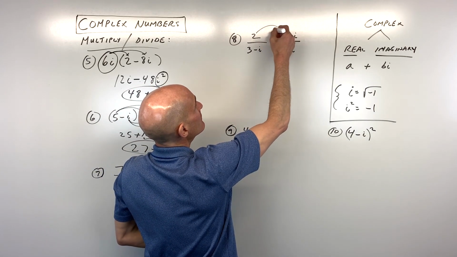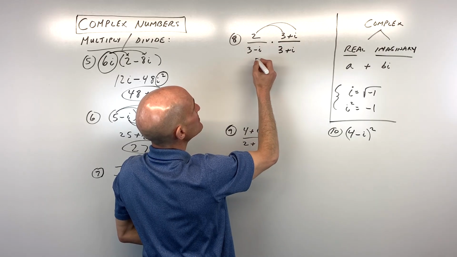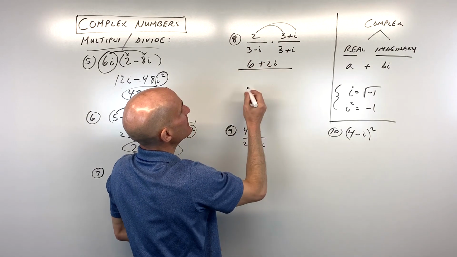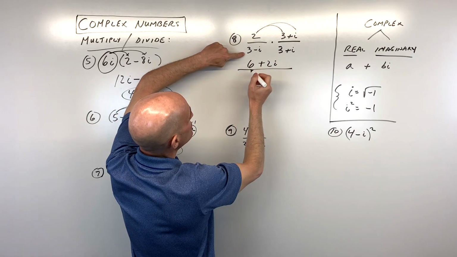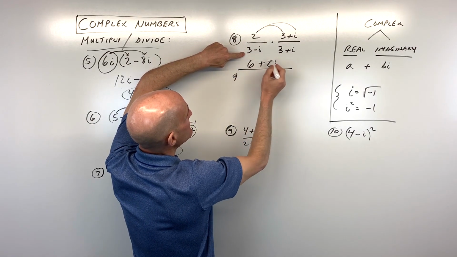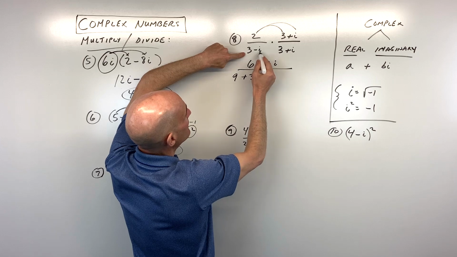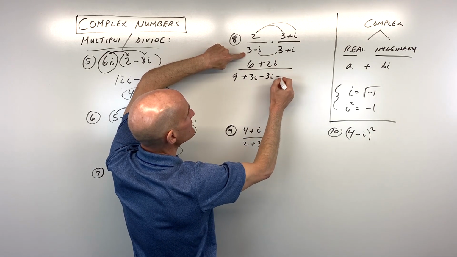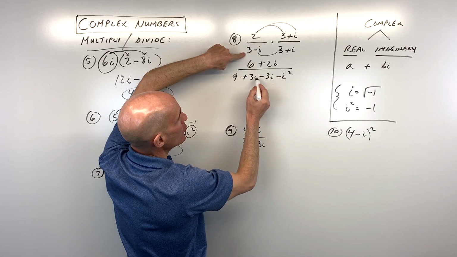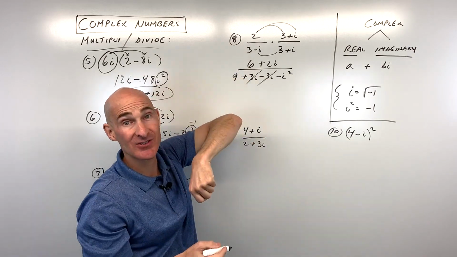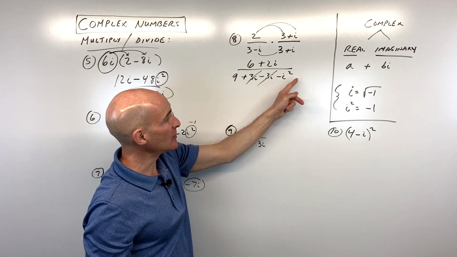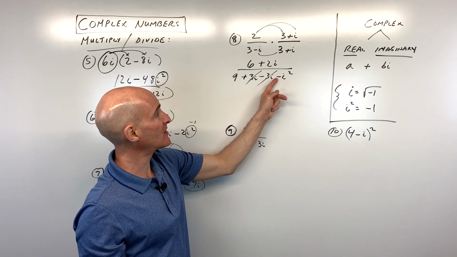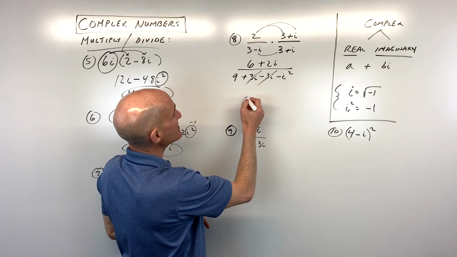So let's go ahead and distribute. That's going to give us 2 times 3, which is 6. 2 times i is 2i. In the denominator, we have 3 times 3, which is 9. 3 times i, which is 3i. Negative i times 3 is negative 3i. And negative i times positive i is negative i squared. Notice that the 3i and negative 3i cancel. i squared is negative 1, right? Times this negative makes it a positive 1. So negative 1 times negative is positive 1, plus 9 is 10.